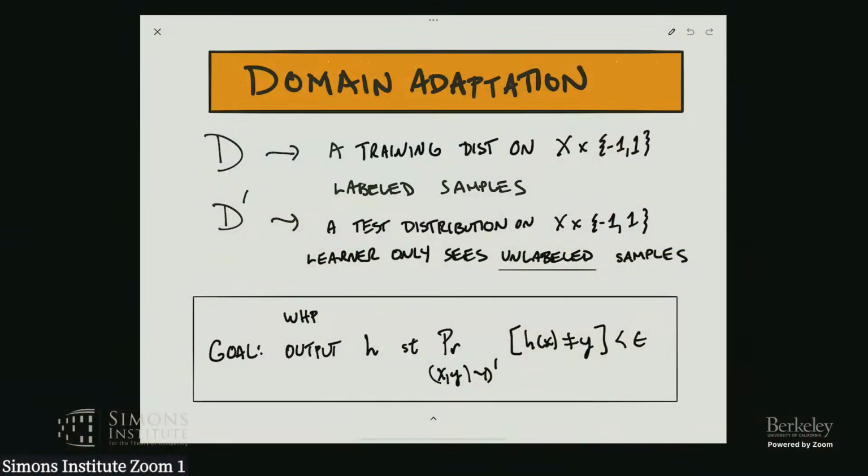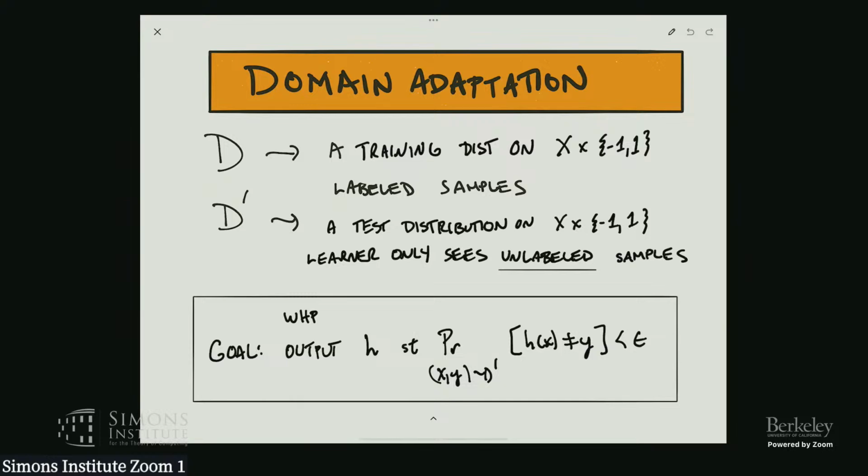So in domain adaptation, you again have this training distribution D, where you get to see labeled samples. The learner gets to see labeled samples from D. D prime is also a test distribution. It may have no relationship to D, and it's also over the same domain and range, X cross {-1, 1}. So I'm thinking about classification. But the learner only gets to see unlabeled samples from D prime.